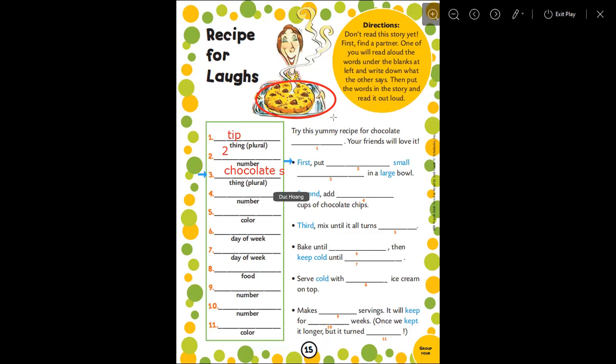Second, add, choose a number again, any number. Number four, choose one number. What number do you want? Two, three, four, five, six, seven. You choose what number here. Three, five. Okay, you write four. Okay, four. Number five. Color. Choose one color.